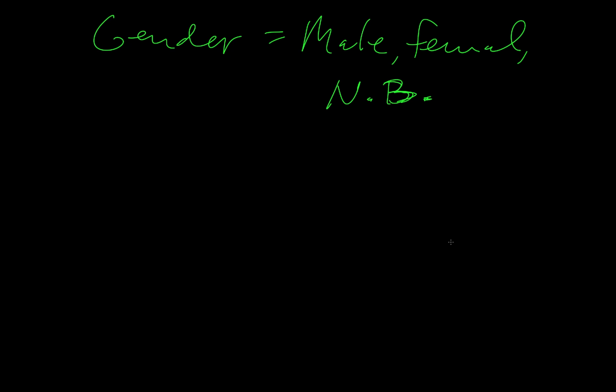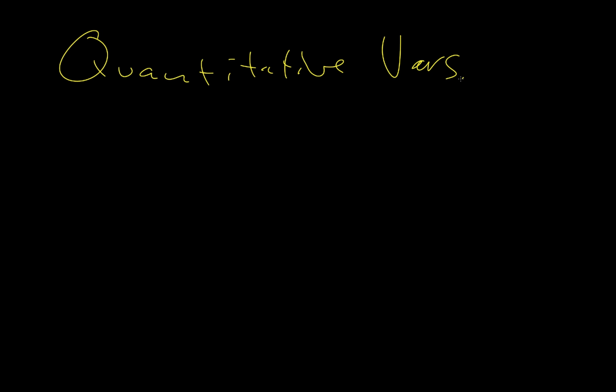Now, we also have quantitative variables. A quantitative variable has a numerical value. The information collected is called numerical data. Quantitative variables can either be discrete or continuous. So let's talk about that.